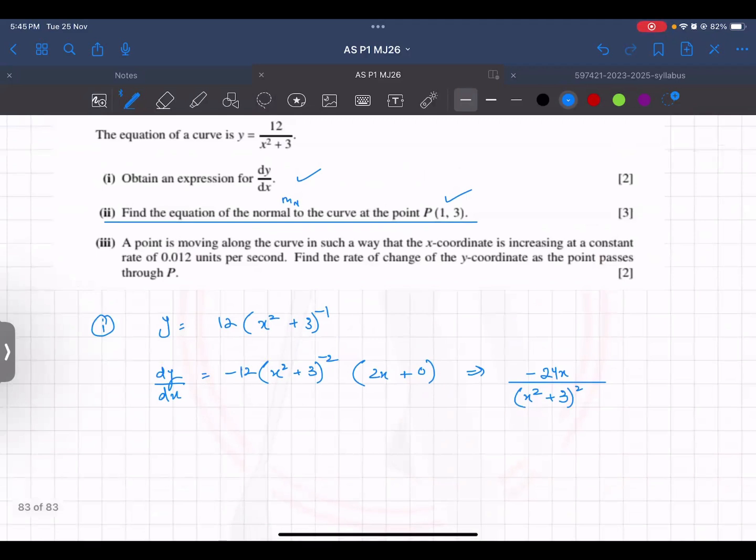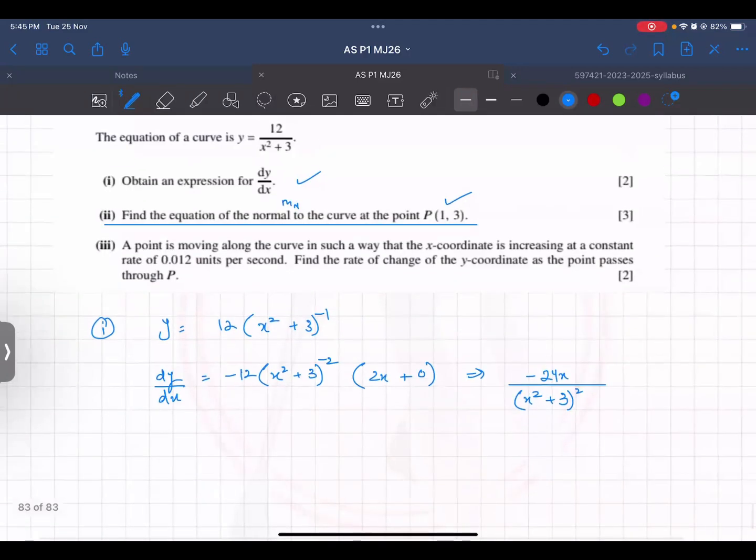A point is moving. Now read this question. A point is moving along the curve. So there is definitely a curve like this. It can be anything, but there is a point that is moving along this curve. As it is moving on the curve, the x coordinate is increasing at a constant rate of 0.012 units per second.